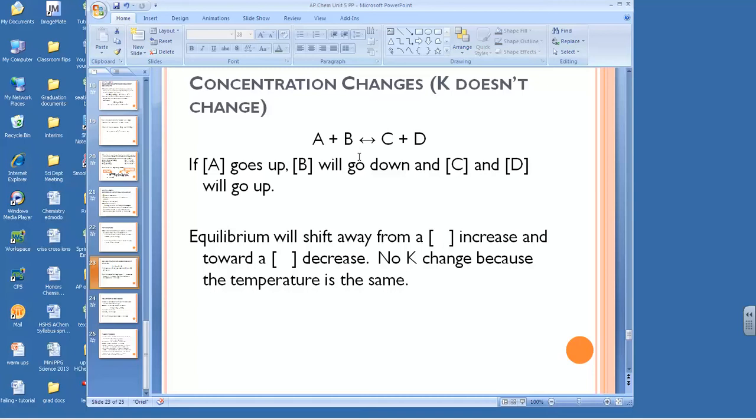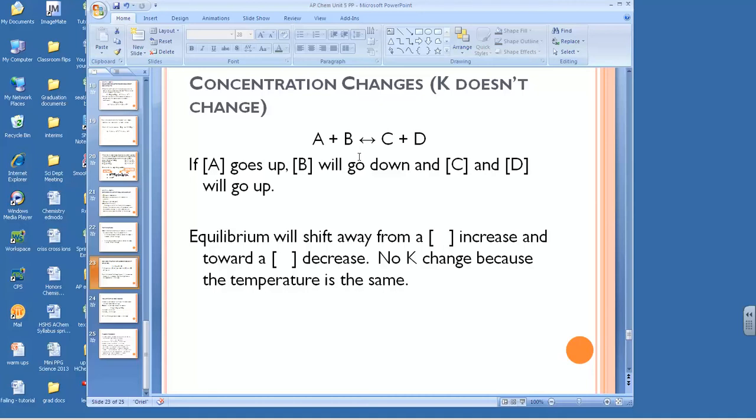And again, equilibrium will always shift away from a concentration increase. It'll always shift toward a concentration decrease. But since temperature doesn't change, K will stay the same. That's why the concentrations have to change, and we're going to look at that mathematically a little bit at the end, as to why that statement has to be true.